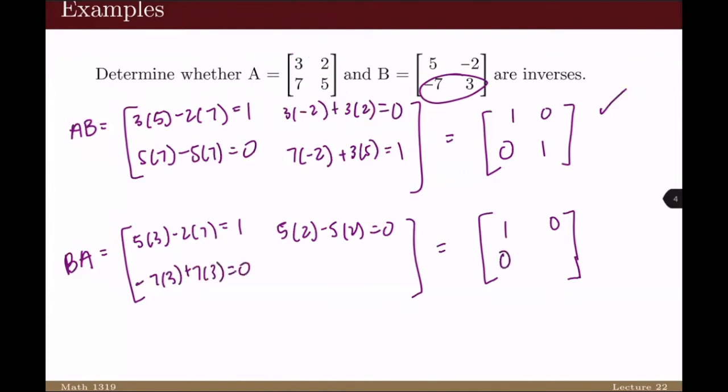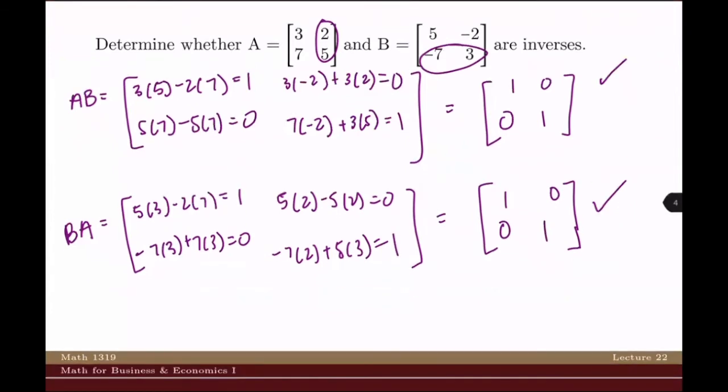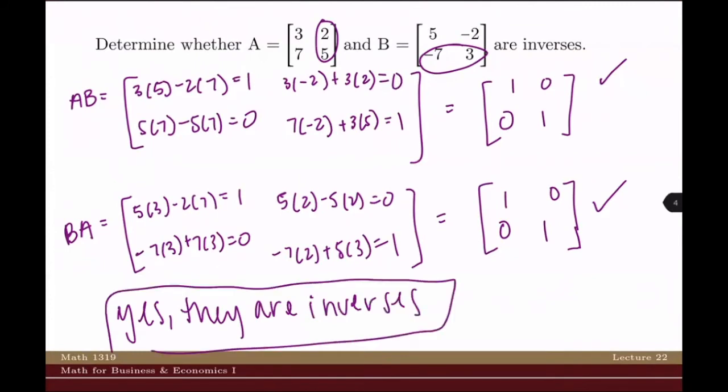And finally, we want to do row 2, column 2. So we're going to get negative 7 times 2 plus 5 times 3. Negative 14 plus 15 is 1. So it works out. So yes, right? Awesome. Let's keep moving on.